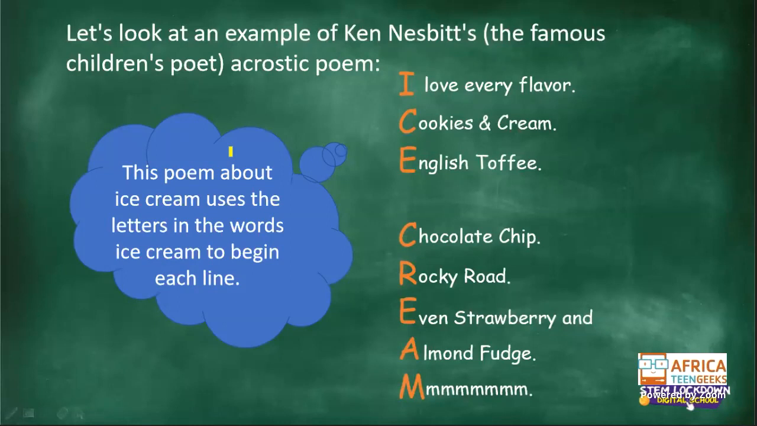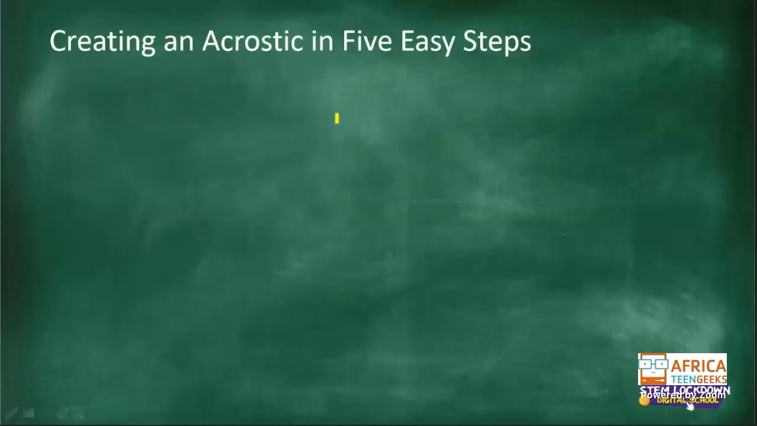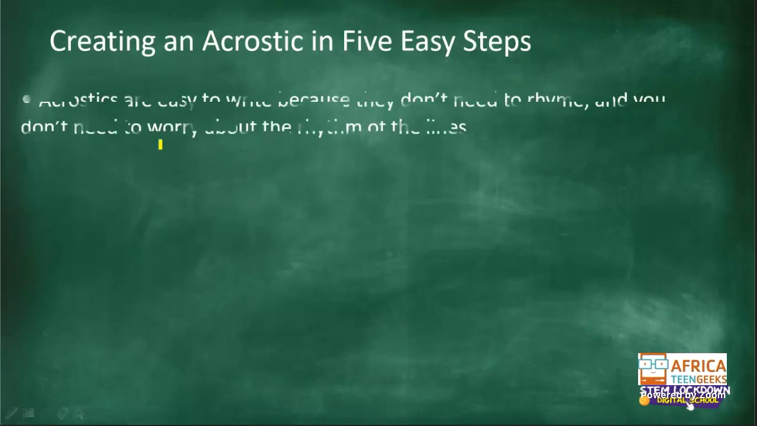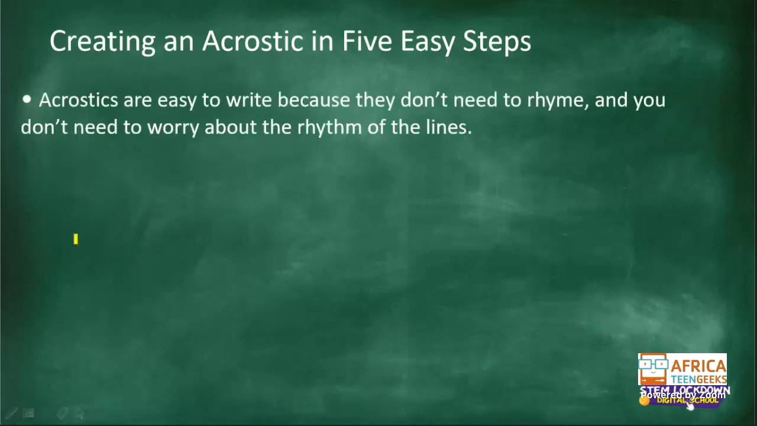Okay, we are going to look at creating an acrostic in 5 easy steps. I'm going to show you 5 steps that you can use to write one. Acrostics are easy to write because they don't need to rhyme. Isn't that great news? So you don't need to think of rhyming words. You can just write. They don't need to rhyme at all, and you don't need to worry about the rhythm of the lines. Okay, so that makes it even easier. Each line can be as long or as short as you want it to be.